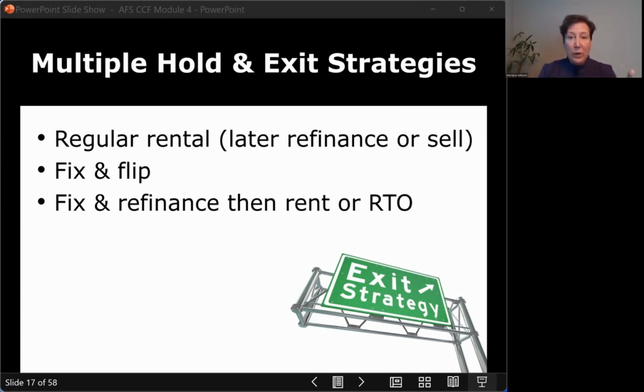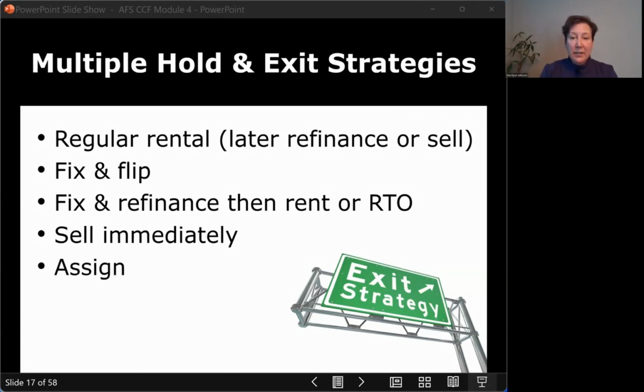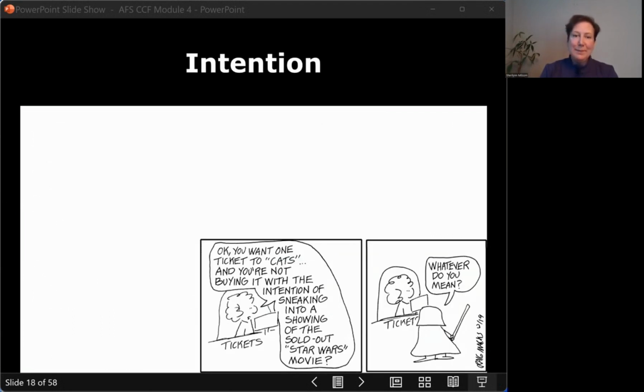So this is when we would do the fix and then refinance and then add it to our regular rental portfolio. You can also sell immediately. You can assign the contract, or you can do a straight out rent to own without a fix and refinance.